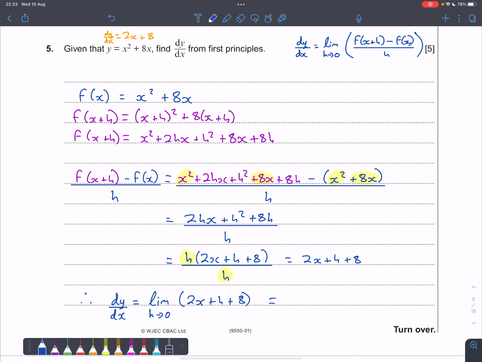So let's see what happens to each term as h goes to 0. The first term, 2x, doesn't involve h at all, so h going to 0 doesn't make a blind bit of difference. The second term, plus h, goes to plus 0, which will cancel. The third term is plus 8. That has nothing to do with h, so as h goes to 0, that's what we said we were going to get originally.